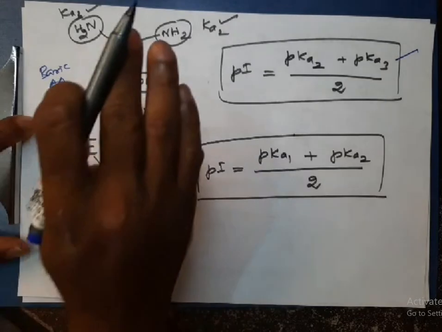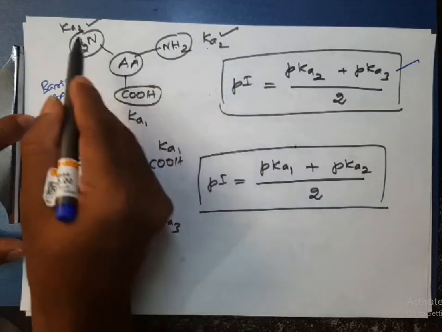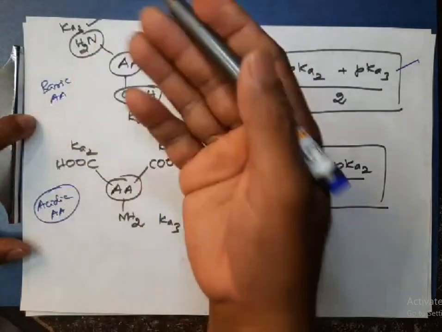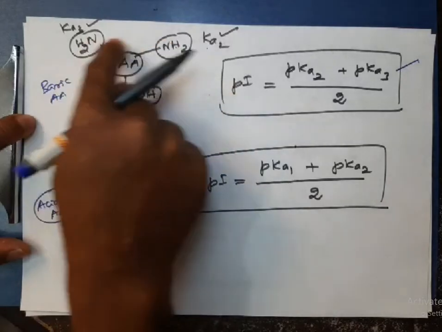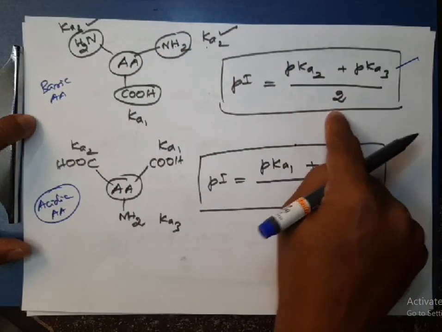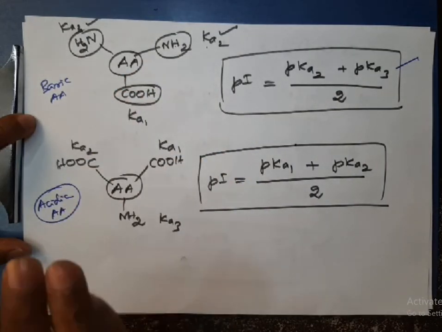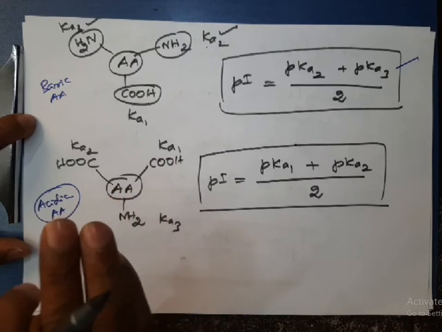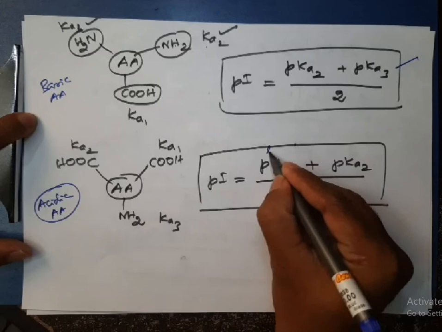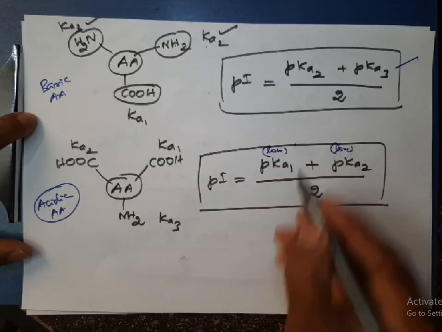Try to understand this carefully. For a basic amino acid, these two will always give you a higher pKa value. This pKa value and this pKa value will be high, because for a basic amino acid, the pKa value should be high. So take the higher values, add them, divide by 2 for a basic amino acid. For an acidic amino acid, you take the lower pKa values, the low pKa1 and low pKa2. Add them, divide by 2. Here these two should be high.